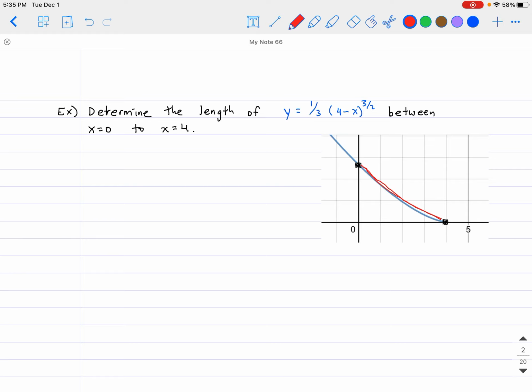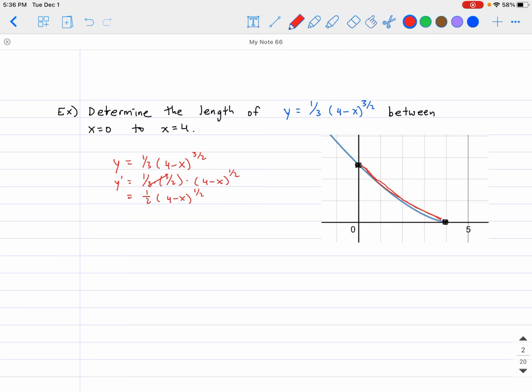So going by my guideline, what I need to do first is solve for the derivative in order to plug into that arc length equation. So first, y is equal to 1/3 multiplied by 4 minus x raised to the 3/2. So y prime is going to be equal to 1/3 multiplied by 3/2 multiplied by 4 minus x raised to the power of 1/2. The 3's would cancel out, leaving you with 1/2 times that. So I like this nice and clean equation.